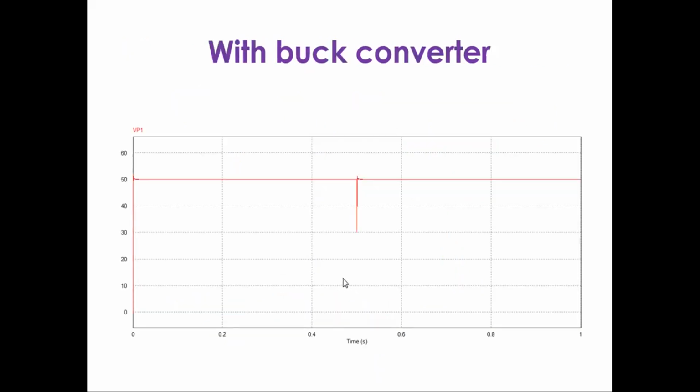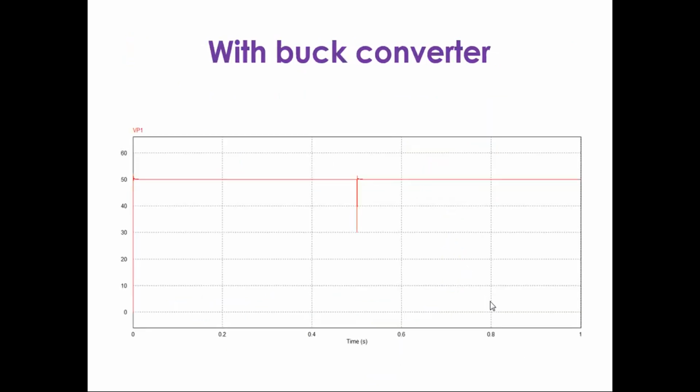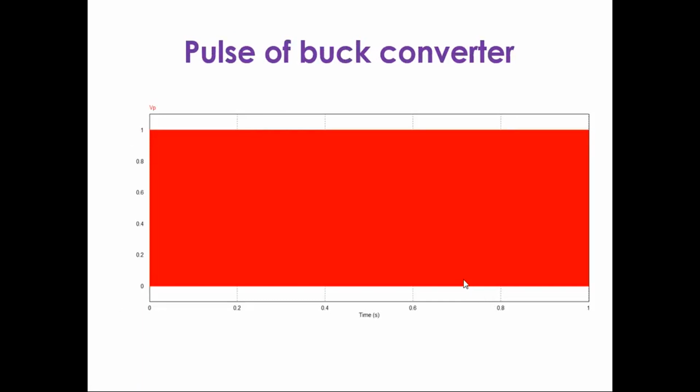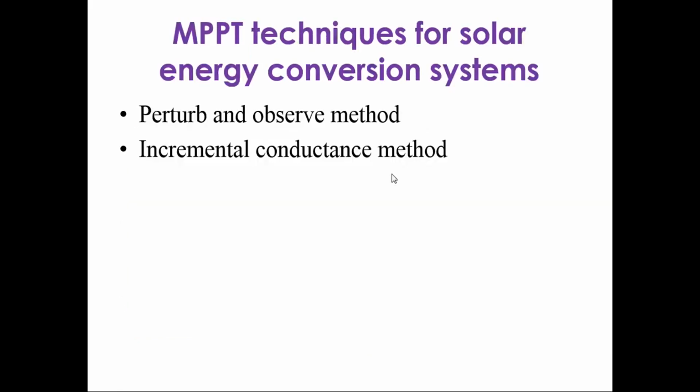So our input voltage is 100 volt and our reference voltage is 50 volt. If you check over here, we get a straight line at 50 volt, and this spike shows that after half the time, suppose the simulation time is 1 second, then after 0.5 second this load is introduced. So this is how the buck converter works. And this is the pulse of the buck converter. We have the pulse train of the same.